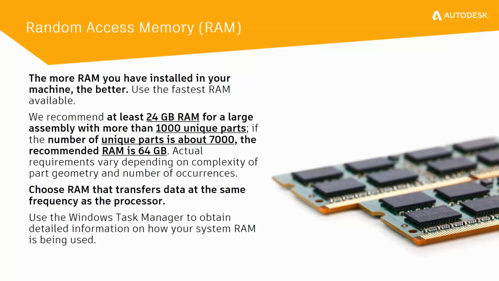When working on large assemblies, you really want to be using at least 24 gigabytes of RAM, and this is going to help you manage, say, a unique assembly count of around 1,000 parts. But if you're using beyond that, then you really need to start looking at higher amounts of RAM. If you're looking at around 7,000 unique parts, then RAM of around 64 gigabytes is probably going to be more applicable to your requirements.